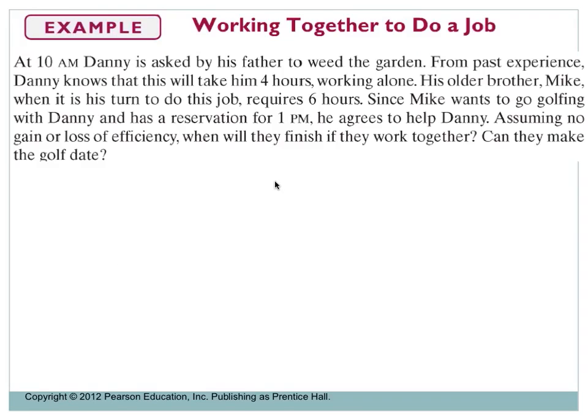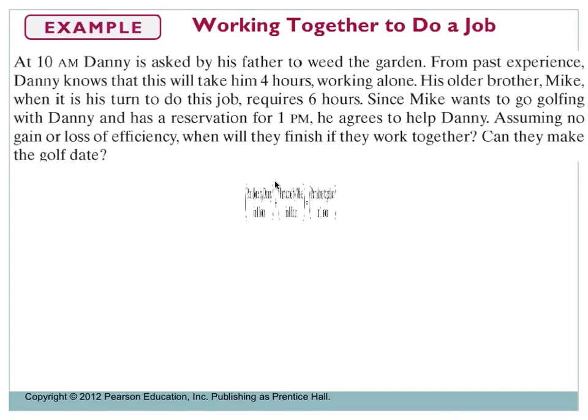Okay, working together to do a job. So at 10 a.m., I think this is our last example. So at 10 a.m., Danny is asked by his father to weed the garden. From past experience, Danny knows that this will take him 4 hours working alone. His older brother Mike, when it is his turn to do this job, requires 6 hours. Since Mike wants to go golfing with Danny and has a reservation for 1 p.m., he agrees to help him. Assuming no gain or loss of efficiency, when will they finish if they work together?